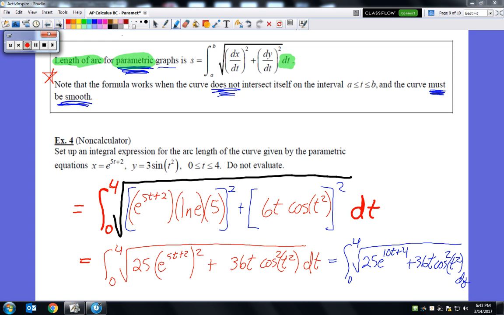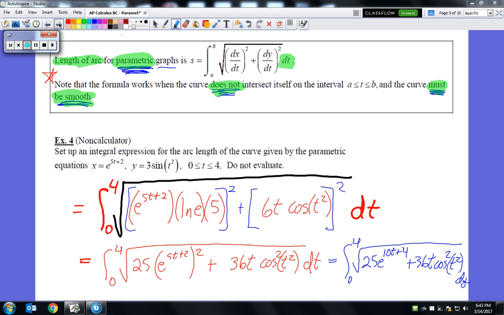Something to take note of: the formula works when the curve does not intersect itself. So you're going to have to maybe look at the graph, put it in the calculator, and see, does it overlap itself at any point in time? And the curve must be smooth, otherwise you cannot find this arc length. Those are the stipulations there.